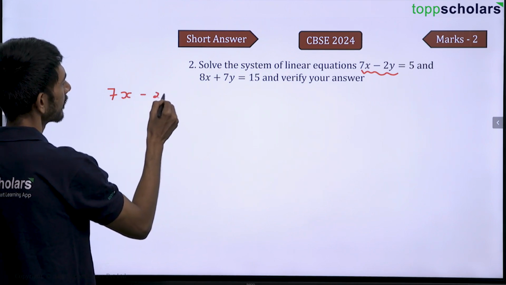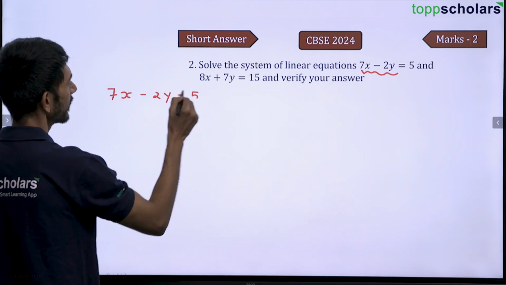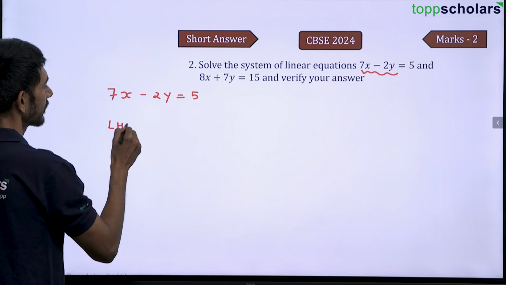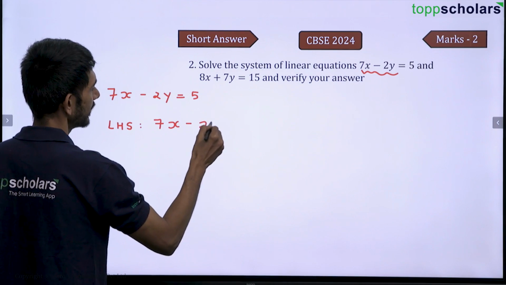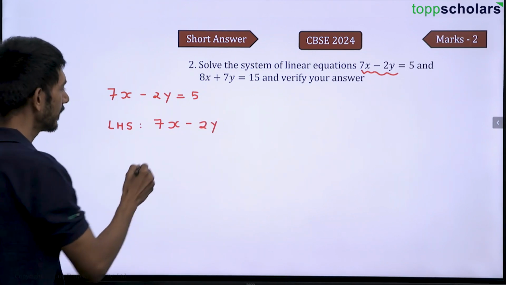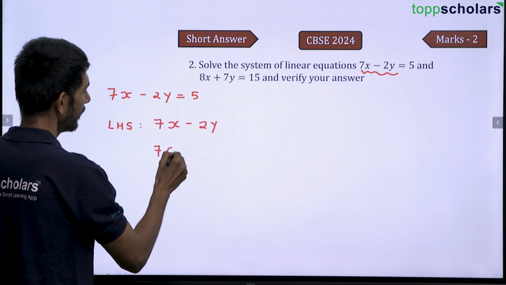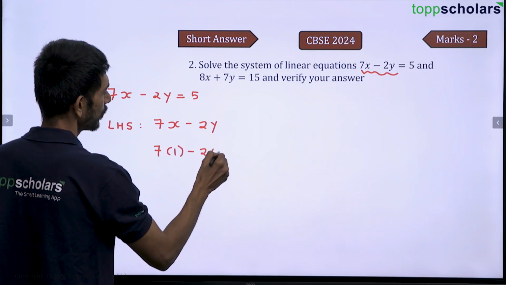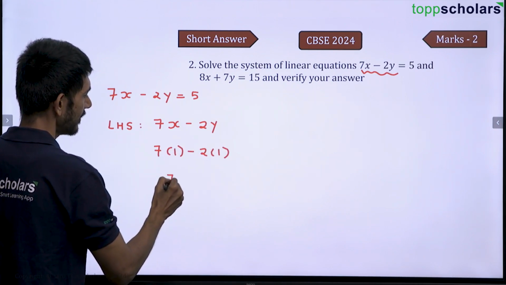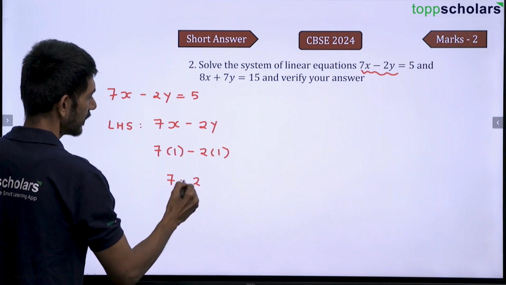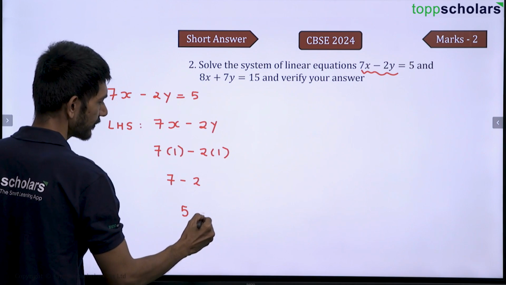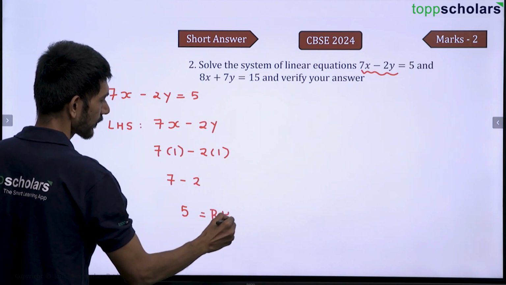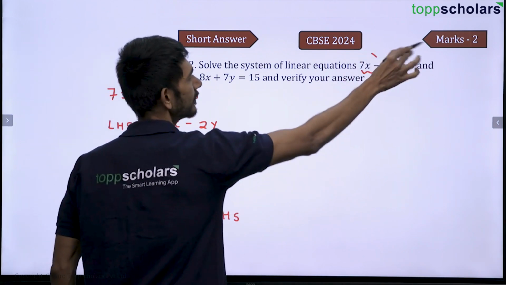Now if I pick up this equation, 7x minus 2y is equal to 5. Take the LHS. LHS is 7x minus 2y. X is 1, y is 1. So 7 into 1 minus 2 into 1. 7 1s are 7. 2 1s are 2. 7 minus 2 is 5. Is 5 the RHS? Yes. Which is equal to RHS. That means this is verified.